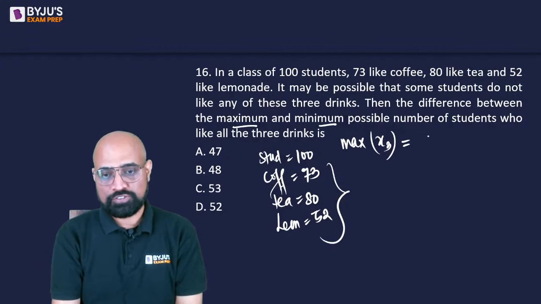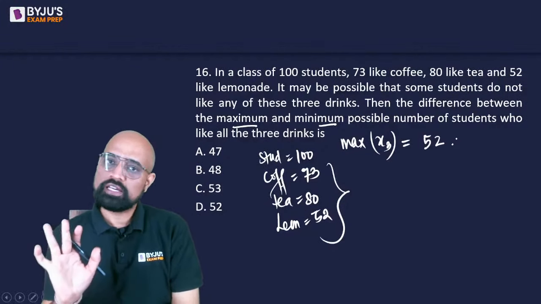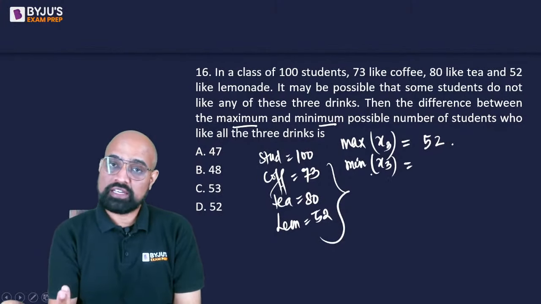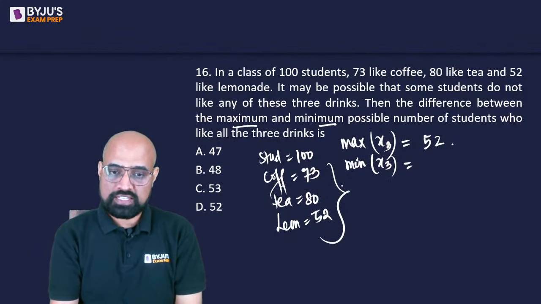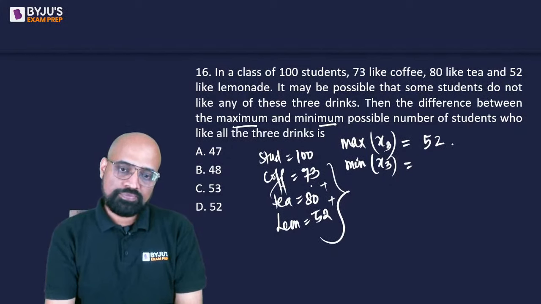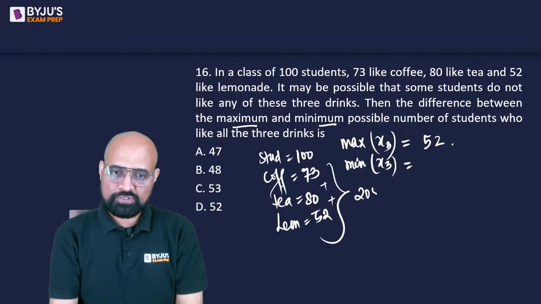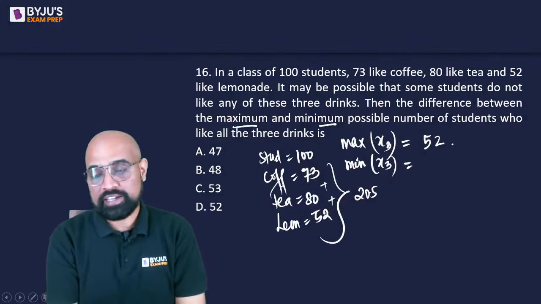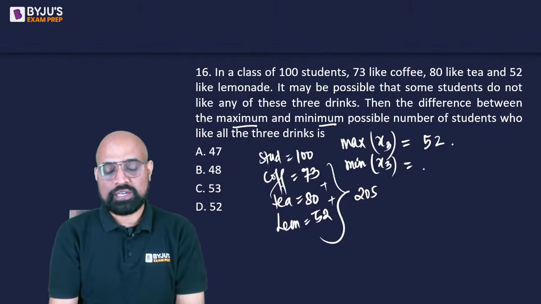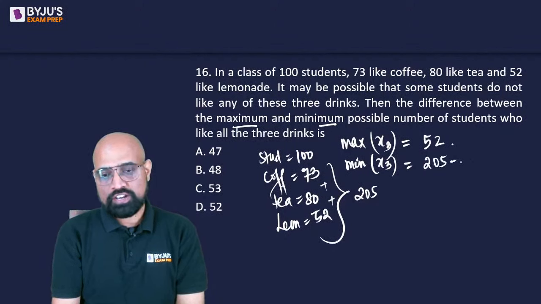Smallest set कौन सा है? 52. ये हो गया max. If I want to find out mean of x3, that is also given by a standard format, right? The sum of total people is 205, not people, sorry, total coffee, lemonade and tea is 205. So mean of x3 will be 205 minus 2 into total people. जो बच जाएगा वो होगा.